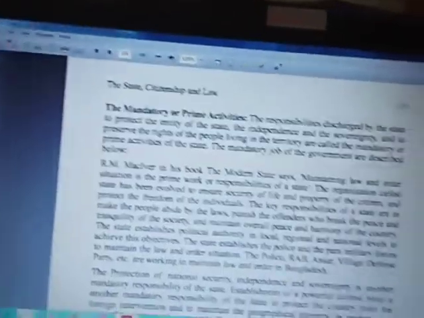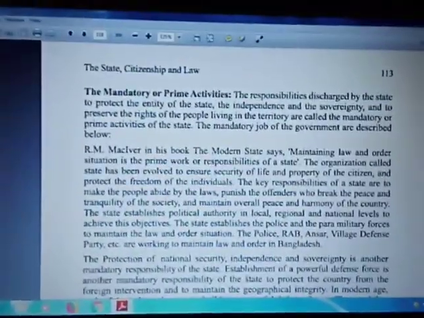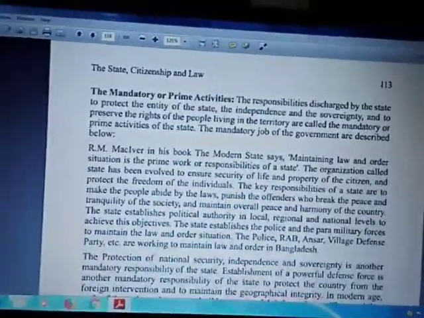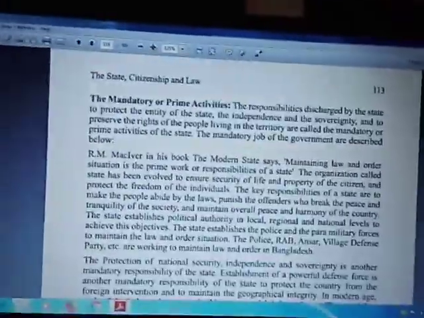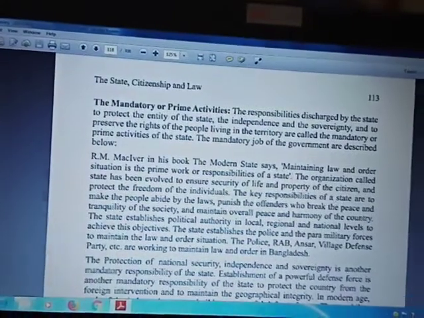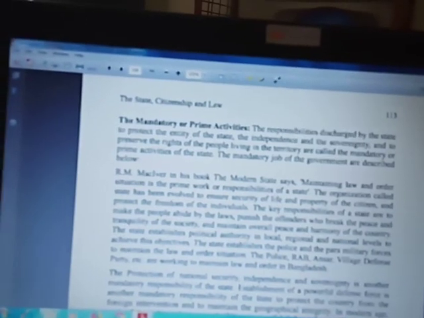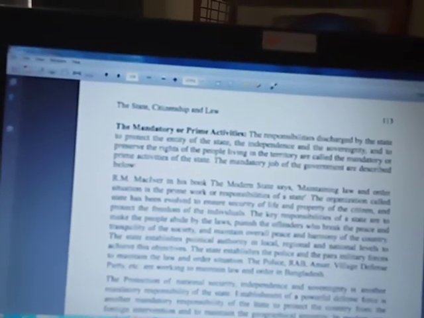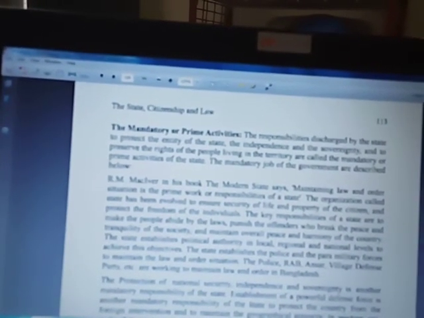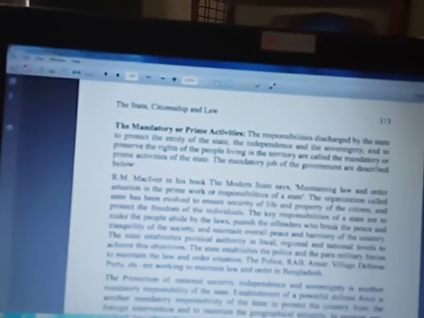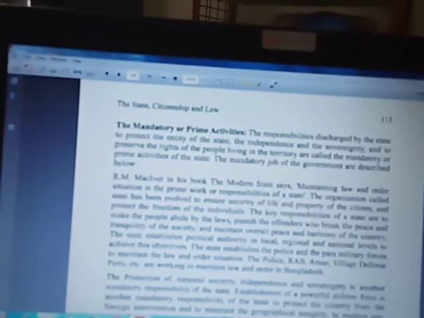The mandatory or prime activities. The responsibilities discharged by the state to protect the entity of the state, the independence and sovereignty, and to preserve the rights of the people living in the territory are called the mandatory or prime activities of the state. The mandatory jobs of the government are described below.